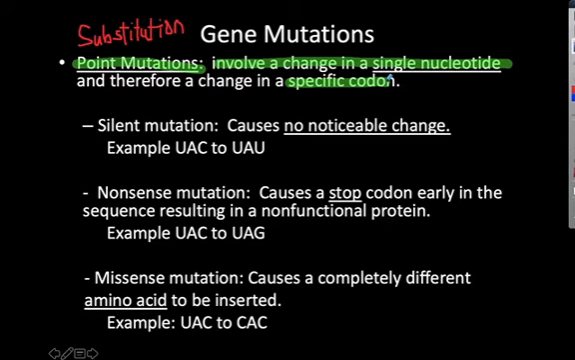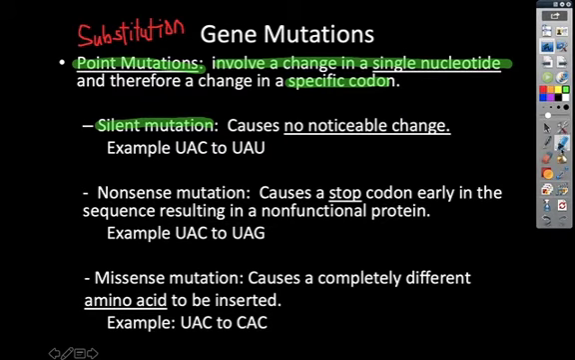It's not going to cause a bunch of different amino acids. It's going to change one codon, one amino acid. All right, so the first type of substitution or point mutation is a silent mutation. Now, if you were going to ask for a certain type of mutation, this would be the one to ask for because it's silent, which means that it doesn't cause any noticeable change.